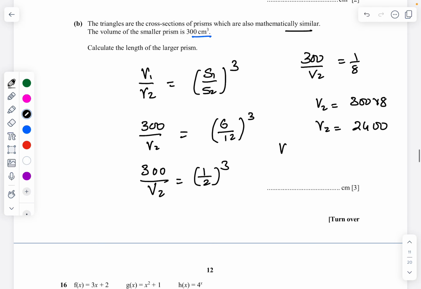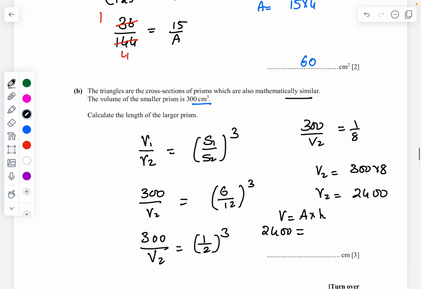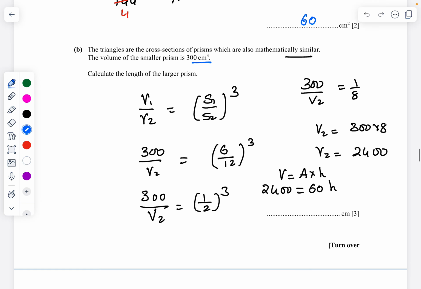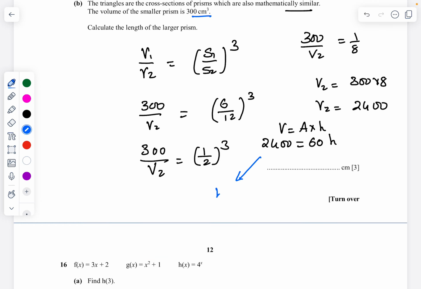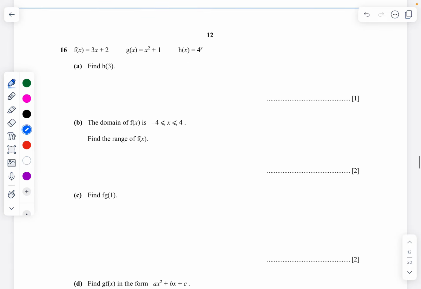So volume equals area of the base times height. So 2400 equals area of the base, how much did we get, 60 times height h. So h is going to be nothing but how much? h equals 2400 divided by 60, which is going to be 40 centimeters. That's going to be the answer.